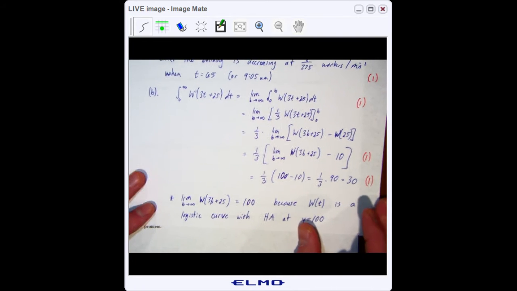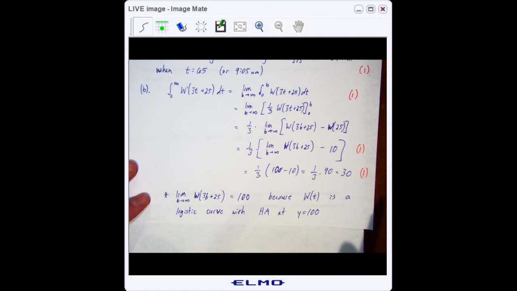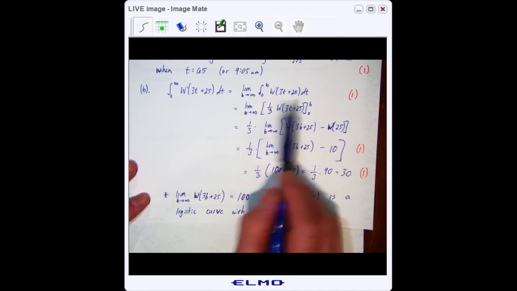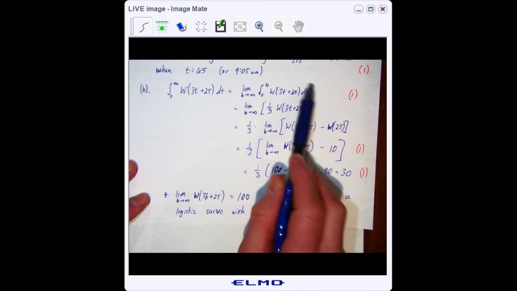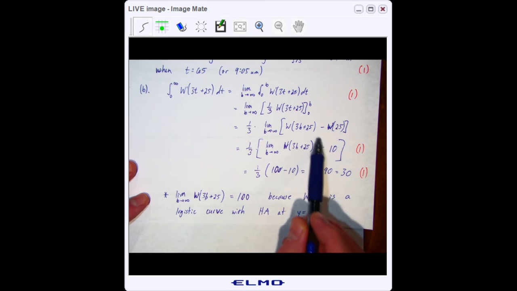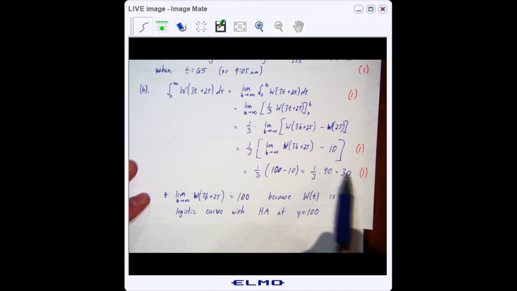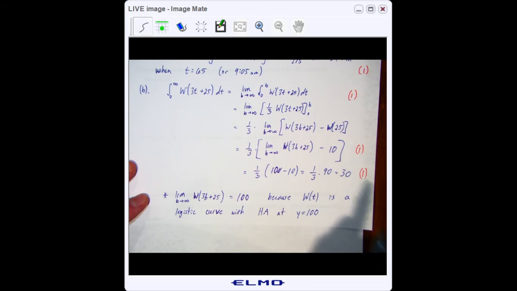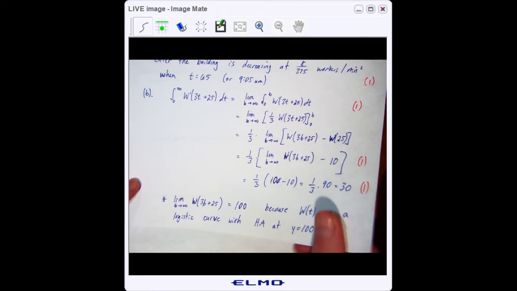All right, so that was 3 points. 1 point for simply writing it as an improper integral with a limit, which hopefully you were all able to do, then 1 point for evaluating this limit using the horizontal asymptote, and then 1 point for the answer. Even if you weren't sure what to do there, hopefully you at least knew how to write that as an improper integral.